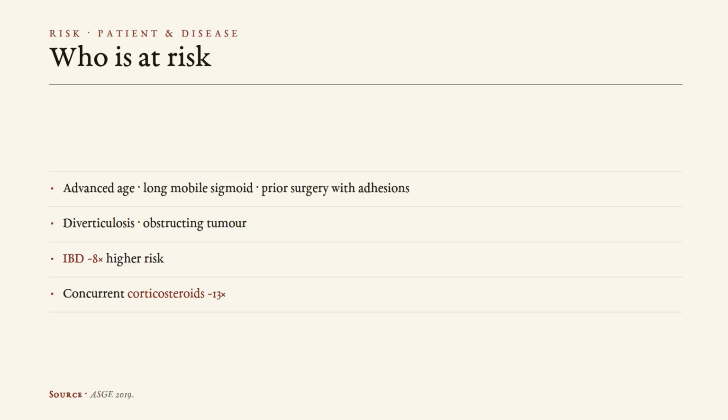Who is at risk? Advanced age, a long mobile sigmoid, and prior abdominal surgery with adhesions. Then the diseased bowel, diverticulosis, an obstructing tumor, and inflammatory bowel disease, which carries roughly an 8-fold higher risk. Concurrent corticosteroid use raises that risk about 13-fold. These disease factors are exactly why we will return to cancer, diverticulitis, and colitis in detail.